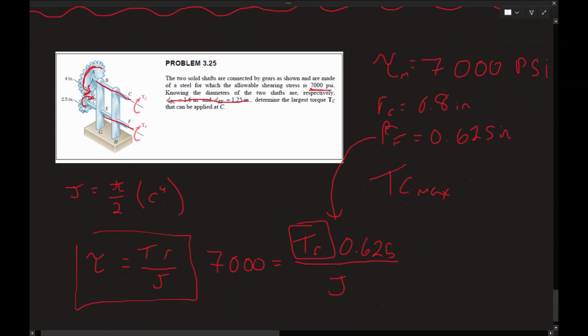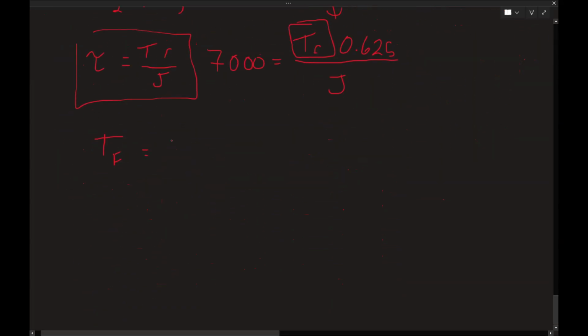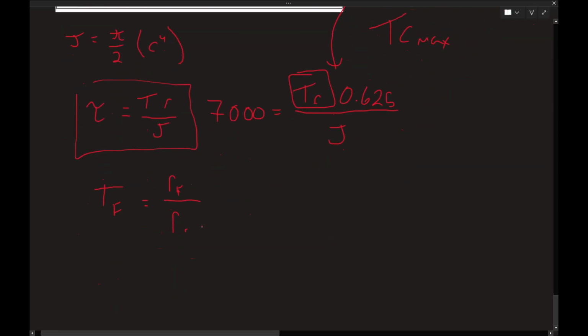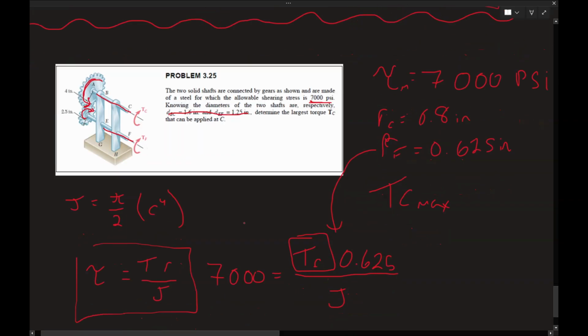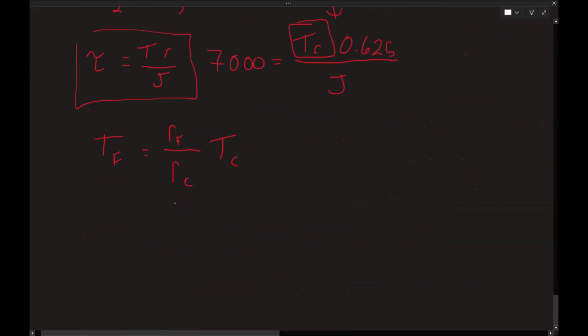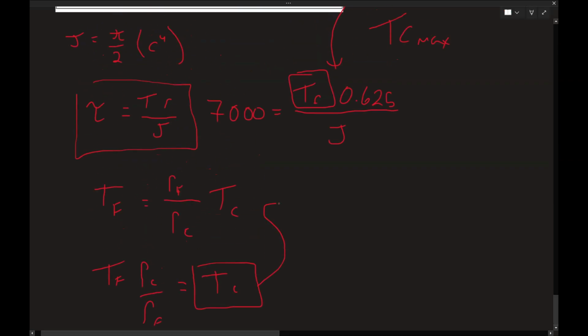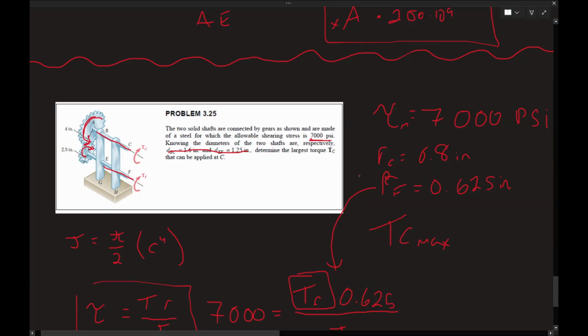So if this is the one on the bottom that we're twisting, the one that you're actually twisting goes on the top. So it's R_F over R, is it B? No, R_C, times torque of C. Okay, rearrange: T_F R_C over R_F equals T_C. You get T_C, you plug that over into this last equation.